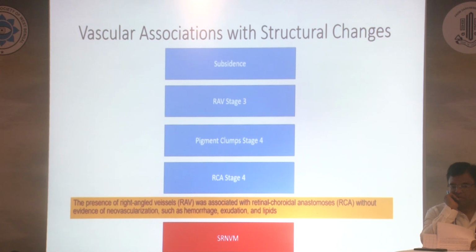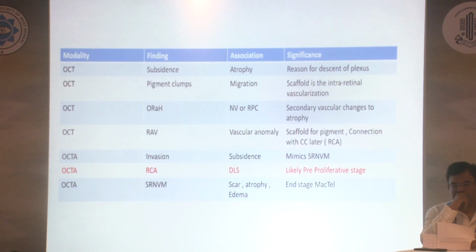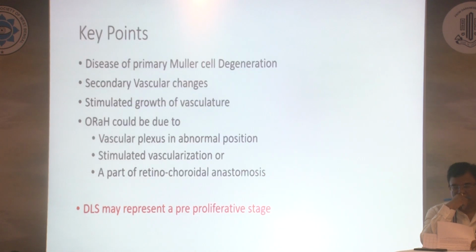But there's a small band between that. And that is what we have found with this study, that the band is a double layer sign. When you have a retinochoroidal vessel coming down and it hits the choroid, the double layer sign elevates. And you have a pre-SRNVM membrane probably happening, as witnessed by the OCTA.